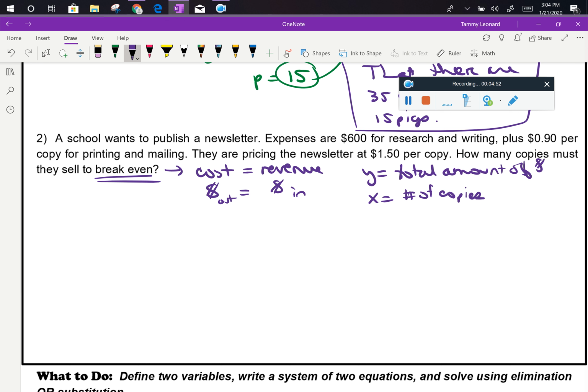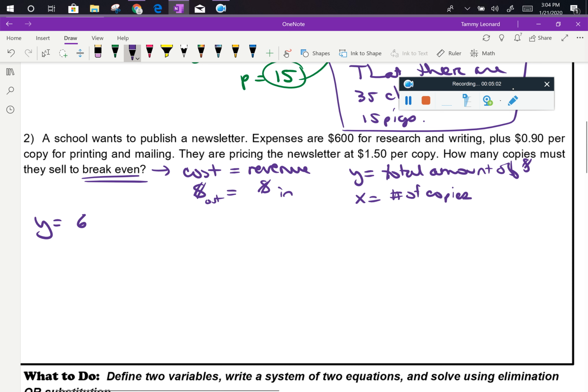All right, let's write one equation that's about how much money we have to spend in order to publish this newspaper. So the total amount that we can spend is going to be $600 for research plus 90 cents times every copy we want to print and mail. Our second equation is going to be about the revenue. The total amount of money that we bring in with the revenue is going to be $1.50 times the number of copies we manage to sell. And that's it. There's nothing else that generates money in this problem.